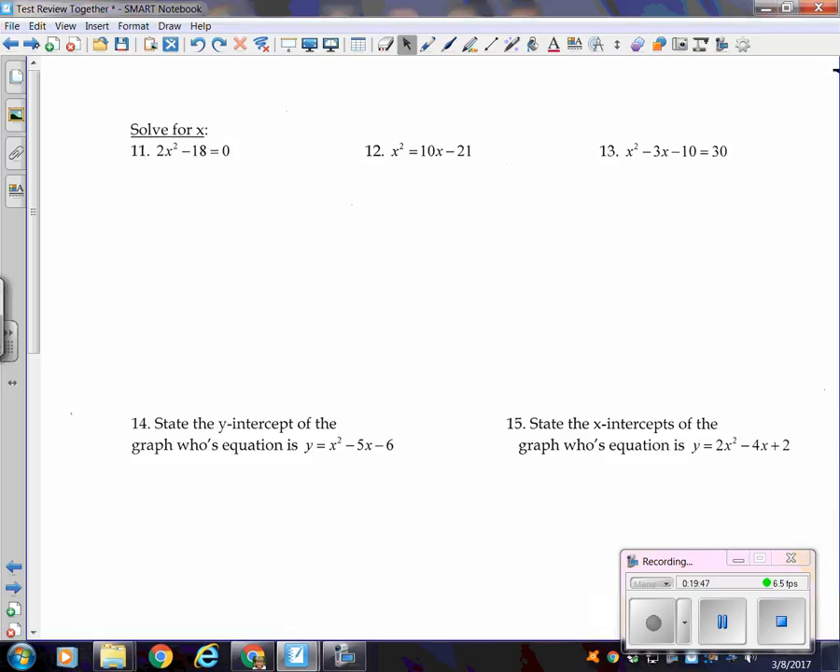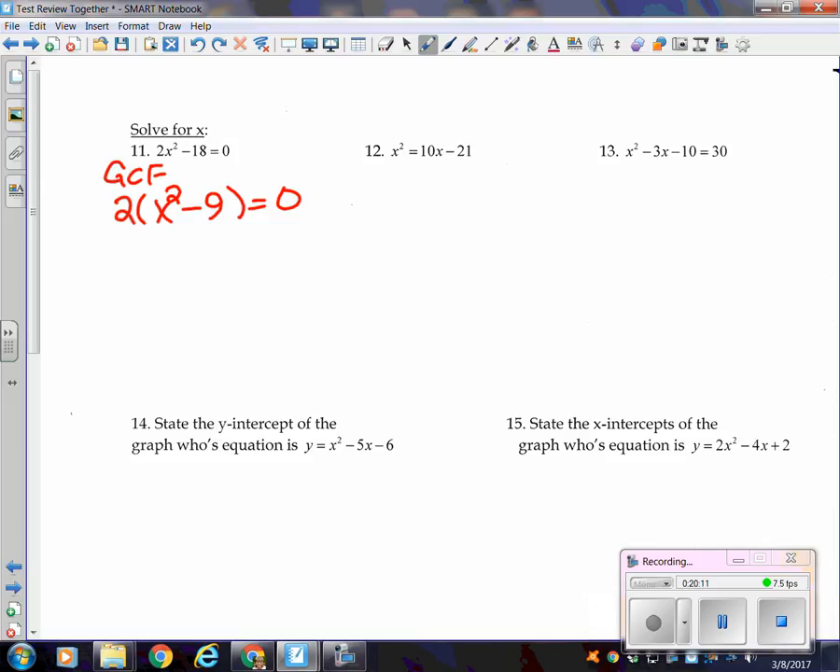Solving for x. Now you'll notice that we still have a quadratic, but we actually have a quadratic that says equals 0. So here we go. I'm going to factor the GCF first. So if I do a GCF first, I'm going to take out a 2. I'm going to divide by 2, and if I do, I get x squared minus 9.